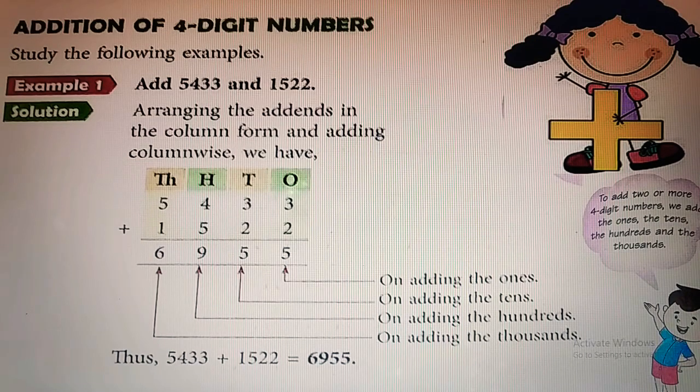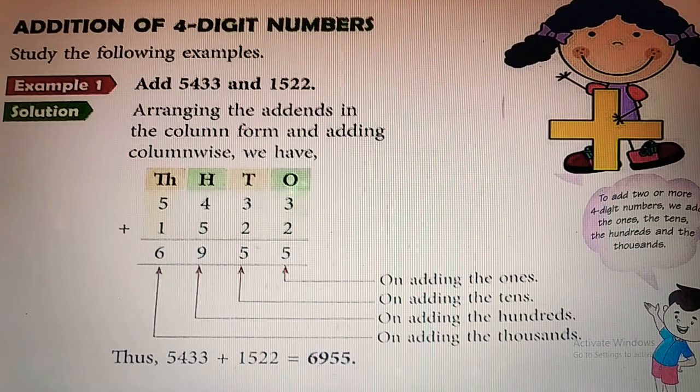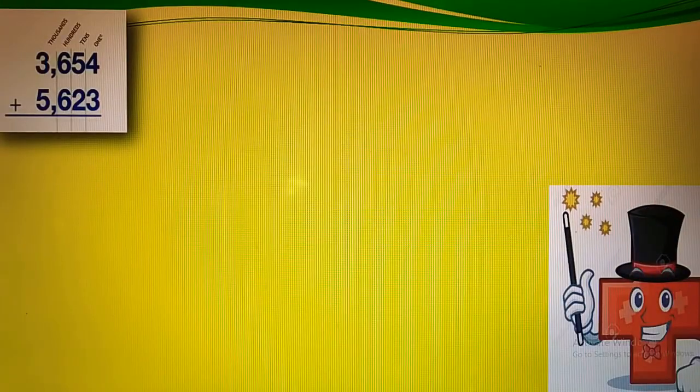Remember children, when you write, please begin with your right. Second number is 1522. So first you will write 2, then 2, then 5 and 1. After adding these numbers, we get 6955.